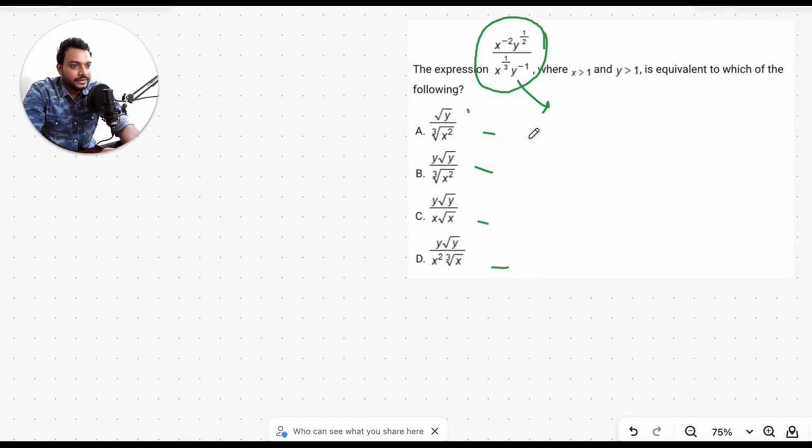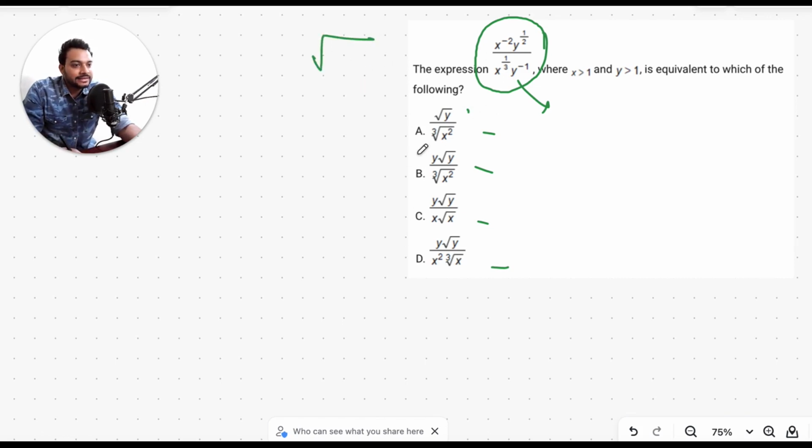Okay. So the best way to do this is, don't go on simplifying randomly, like in one direction you go on simplifying and then you try to match with the options. Instead, do each step according to the options given. From the options, it is pretty much evident that we don't need to have any fractional powers. Instead, we'll use the radical symbols.